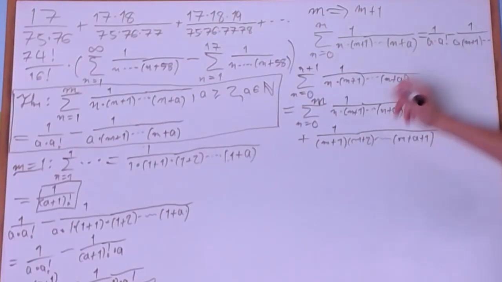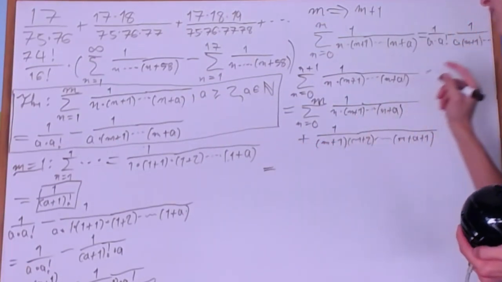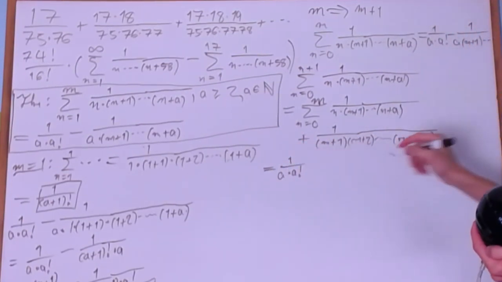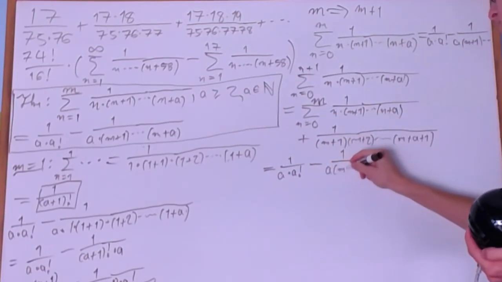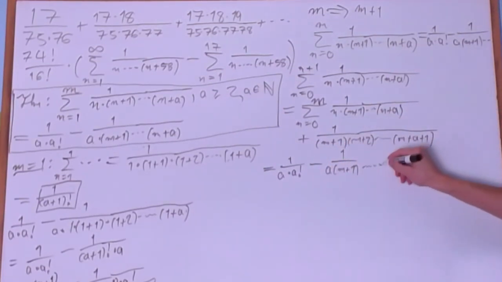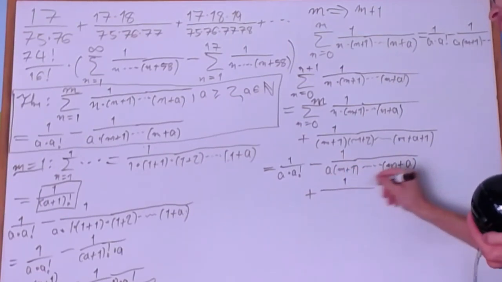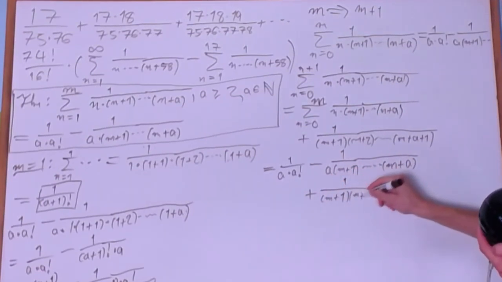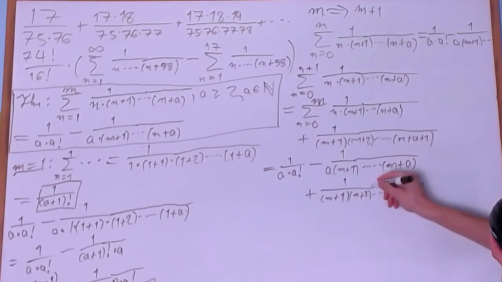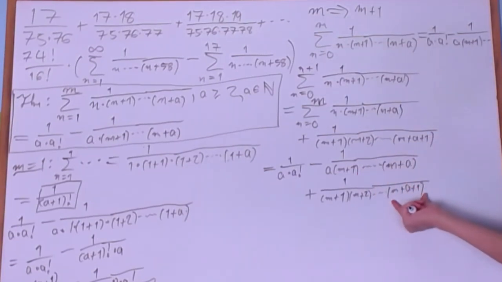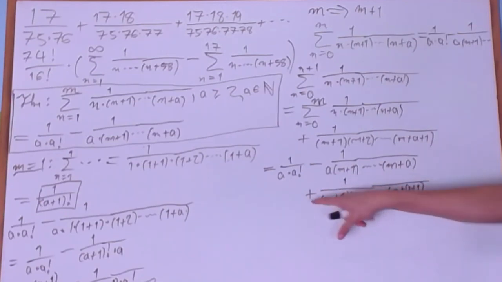Now we can replace this first partial sum with its value from the formula, which is 1 over a times a factorial minus 1 over a times m plus 1 all the way up until m plus a. Alright, and then on that, we're adding 1 over m plus 1 times m plus 2 all the way up until m plus a plus 1. You can see there are two differences between these. With this one, it's missing m plus a plus 1. With this one, it's missing a.